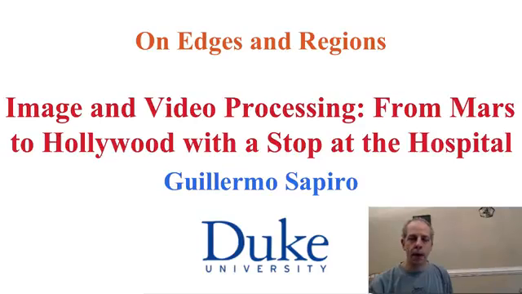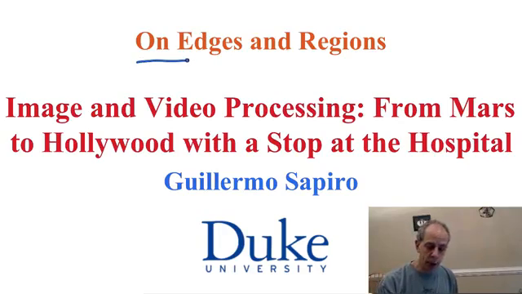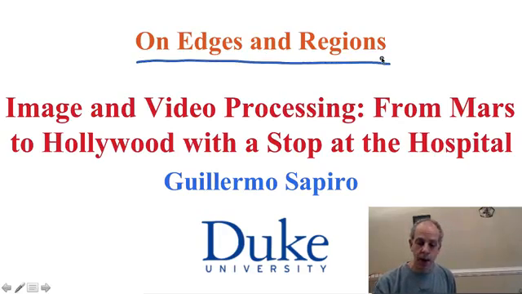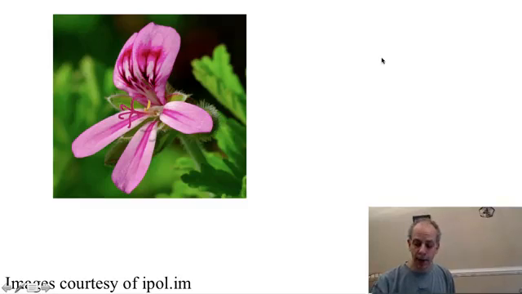Hello and welcome back. What type of information in images can we use for image and video segmentation? In particular, I want to discuss a bit about edges and regions. Let's just look at one very nice image of a flower. We are going to assume that we want to segment out this flower. We want to separate the flower from the background.